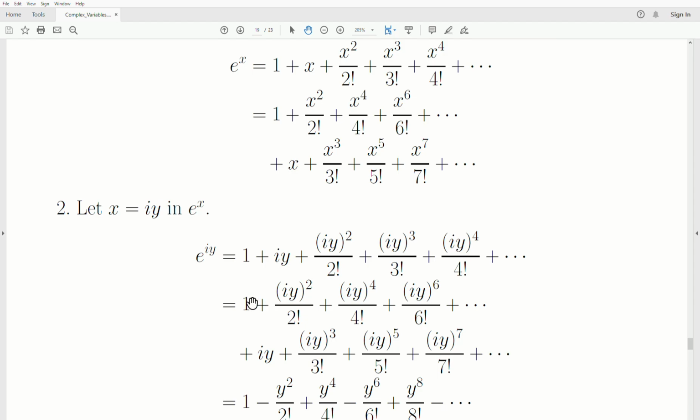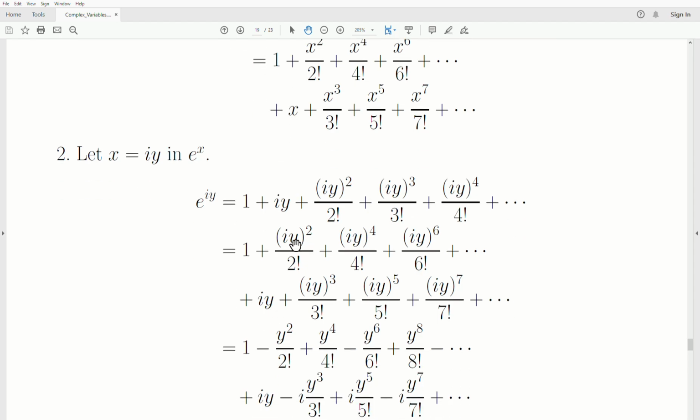One is a number raised to the 0, so it's an even. But then when we distribute the square, so it's i squared y squared, but i squared is -1. So that's how we get this term. And here i to the 4th is 1, so it becomes positive. i to the 6th is i to the 4th times i squared. So you get the negative, and then it's positive, so you get alternating signs.